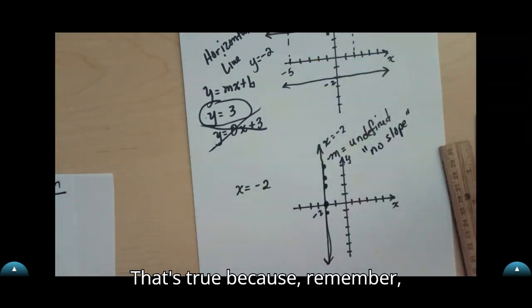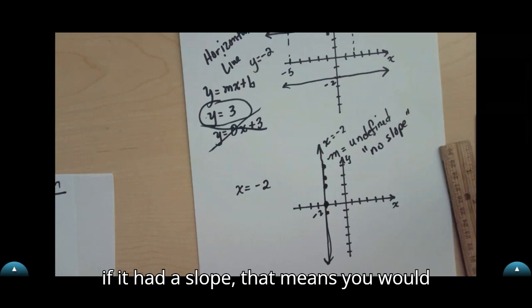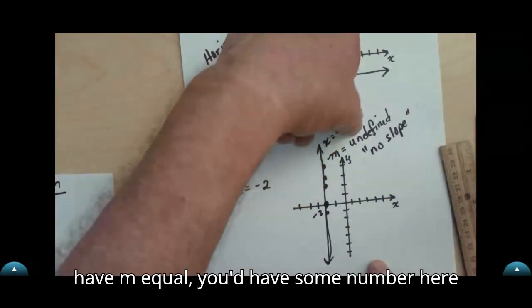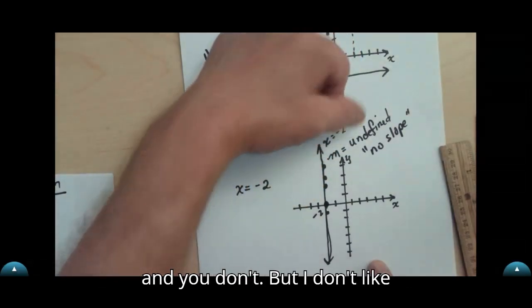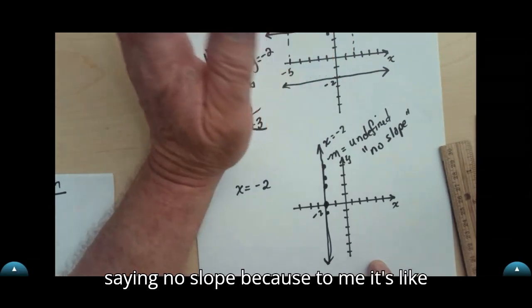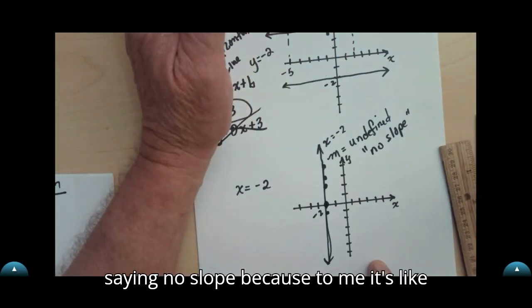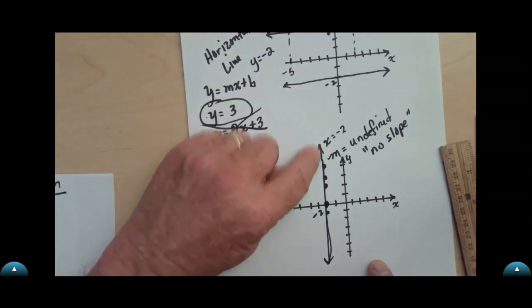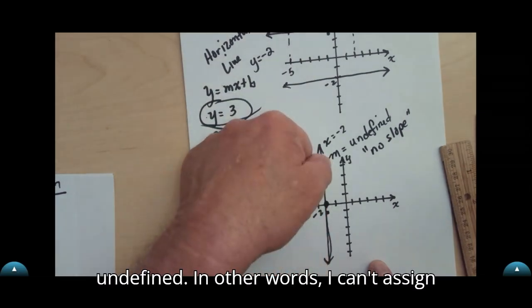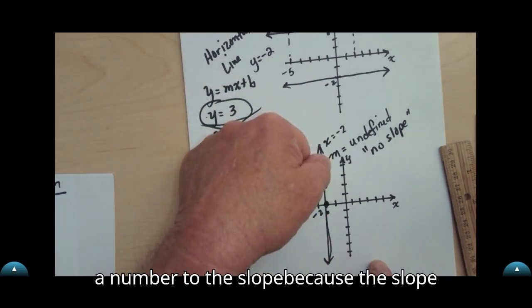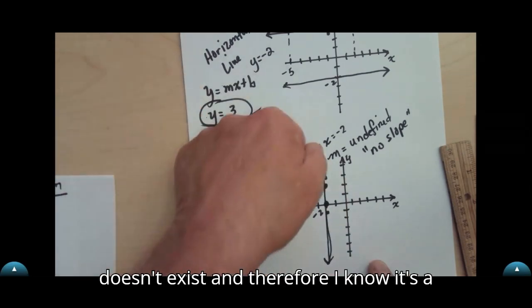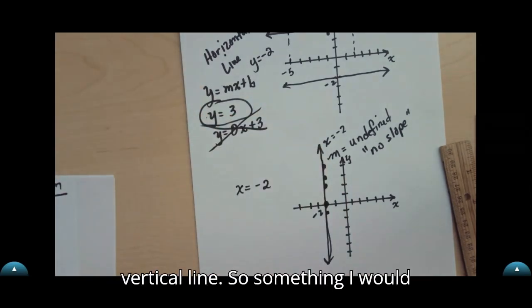That's true because remember, if it had a slope, that means you could have m equal some number here, and you don't. But I don't like saying no slope because to me, I'd rather just think undefined. In other words, I can't assign a number to the slope because the slope doesn't exist, and therefore I know it's a vertical line.